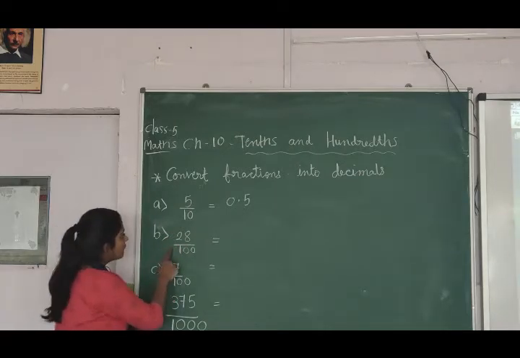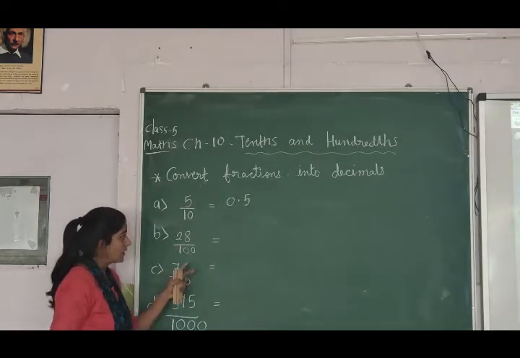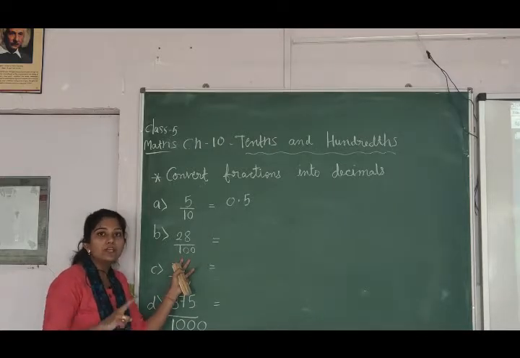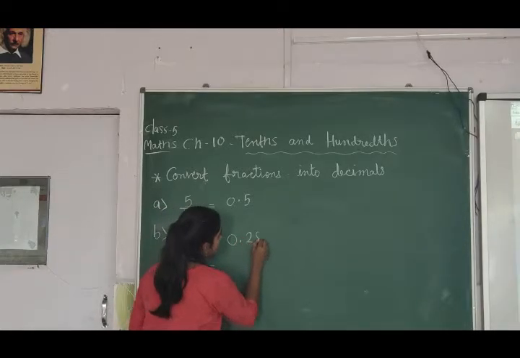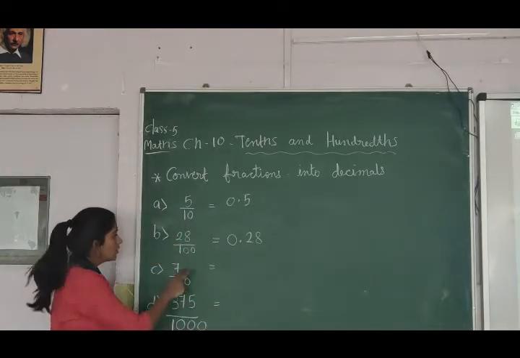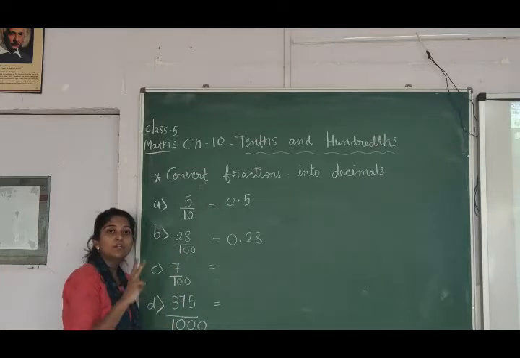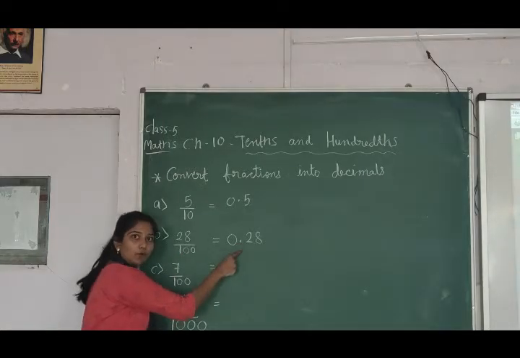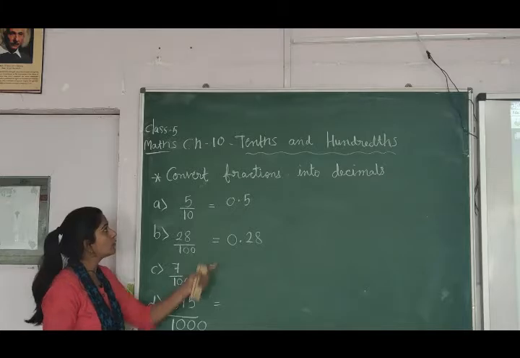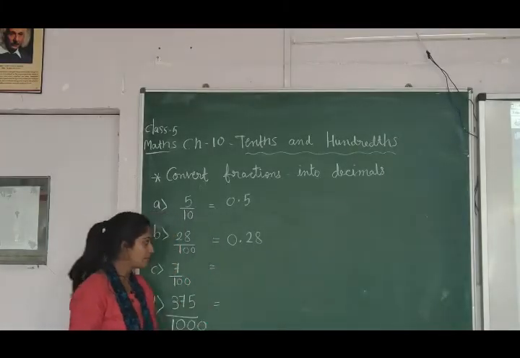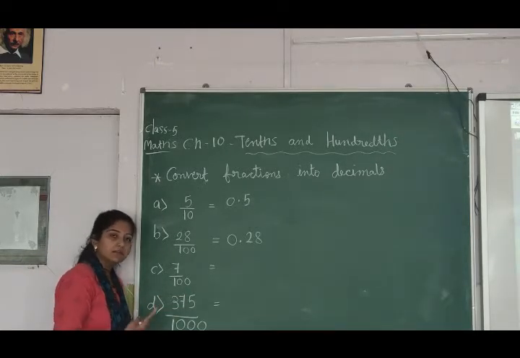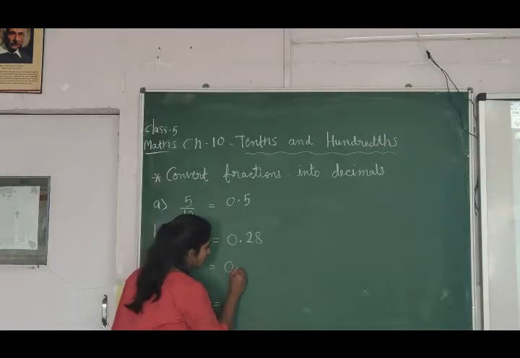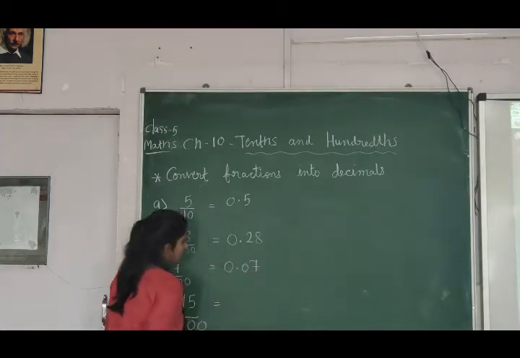The second one is 28 upon 100. There are 2 zeros, so there should be 2 digits after the decimal: 0.28. Here are 2 zeros, so there should be 2 digits after the decimal point. Next, how will you convert this fraction into a decimal? 7 upon 100. Again there are 2 zeros, so there should be 2 digits after the decimal point. So here you will write 0.07.